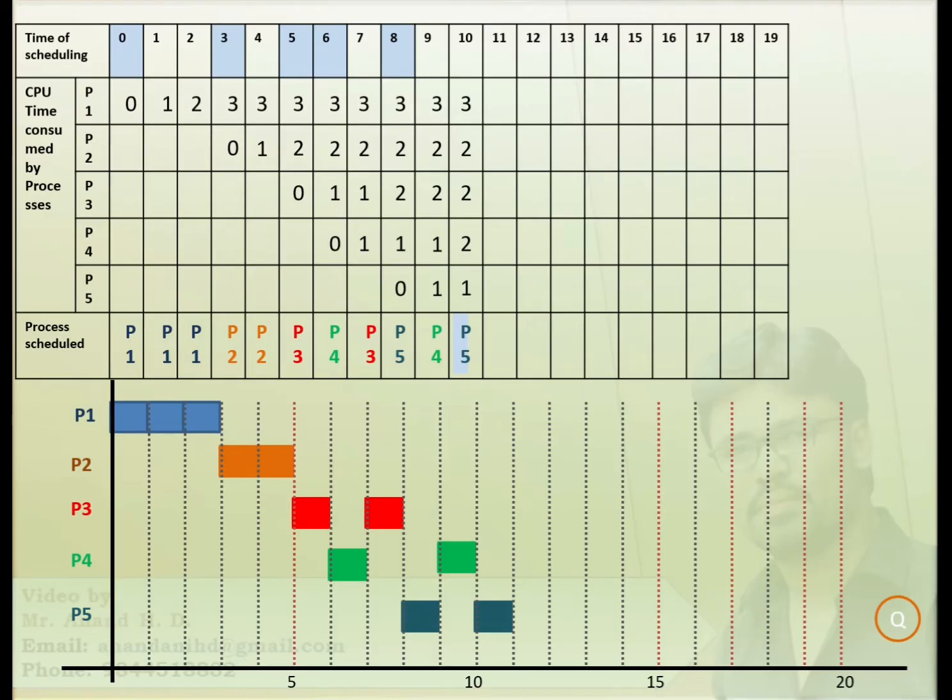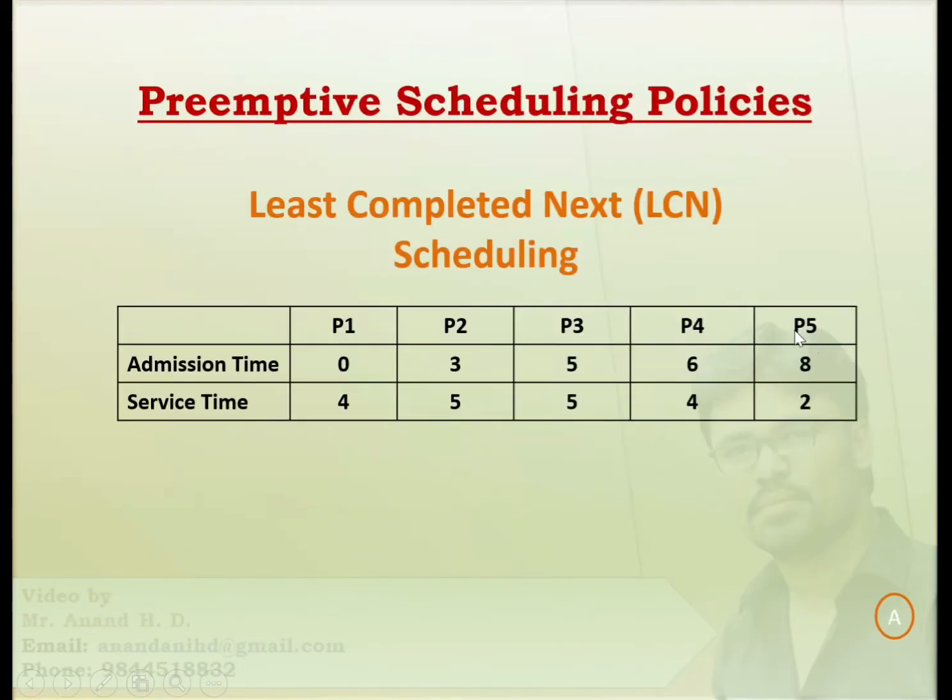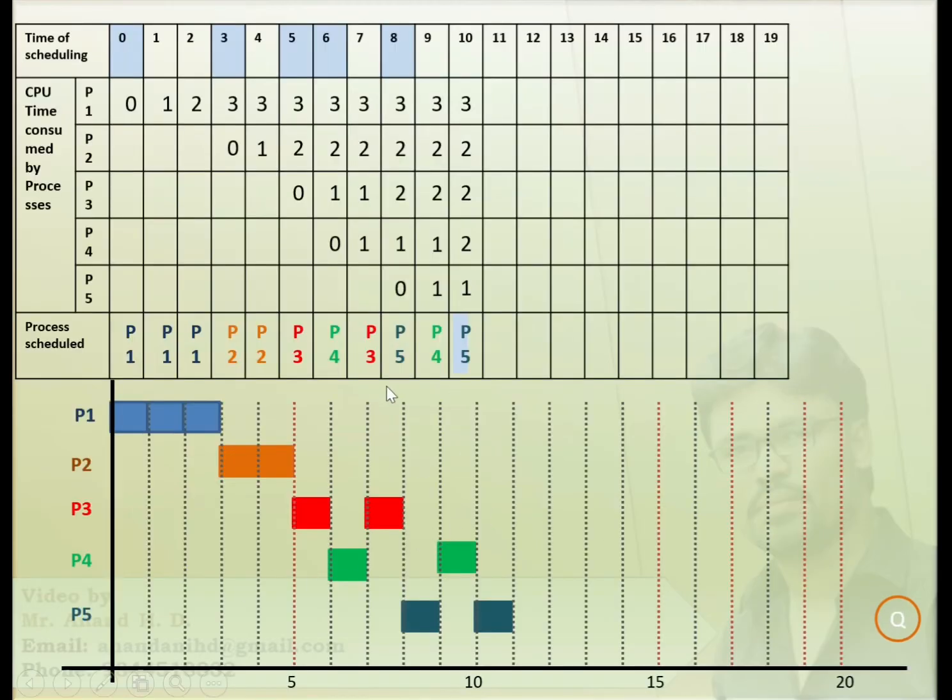So if we look into the question, we can see that process P5 has 2 time units of service time. See here, process P5 was first scheduled between 8 to 9 and again scheduled between 10 to 11. So we can say that process P5 has completed its execution at 11 time units.